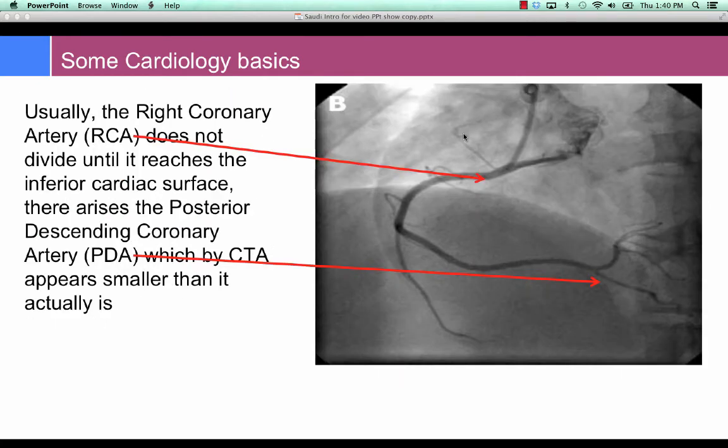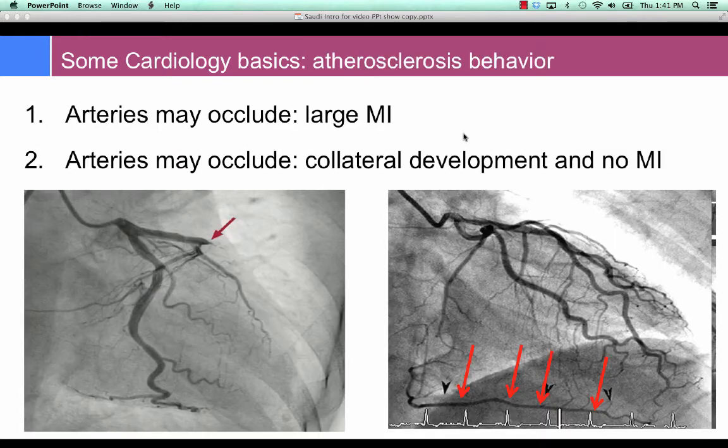The right coronary artery could be called the right main. It could be called the right main circumflex. But the important vessel here, which is often underestimated in size by CT, is the posterior descending coronary artery, which emanates after a long course around the circumferential margins of the heart to the inferior cardiac surface.